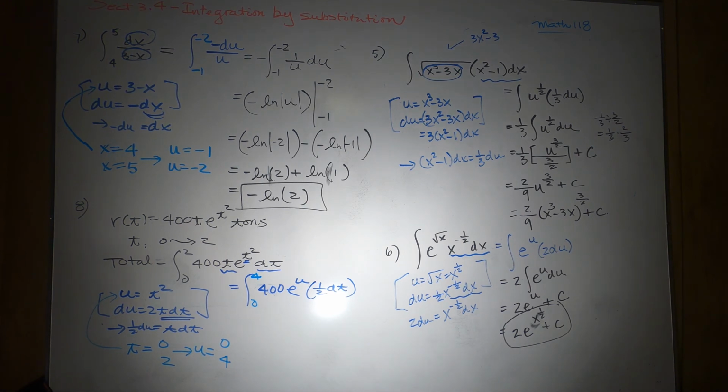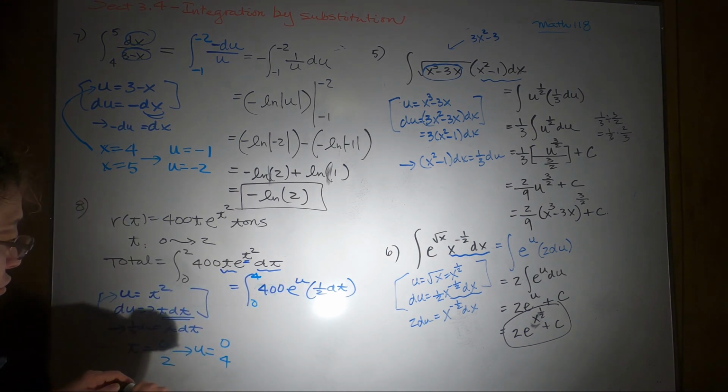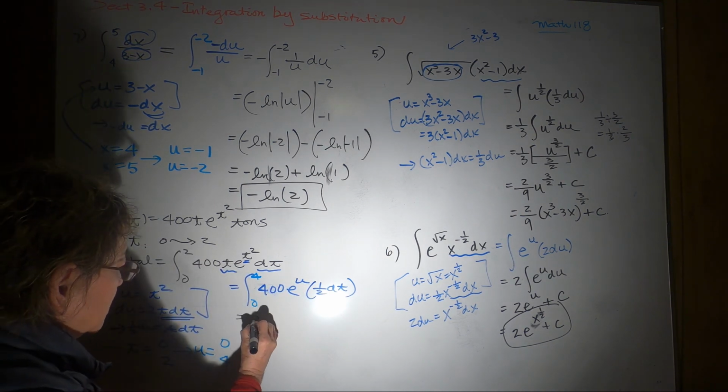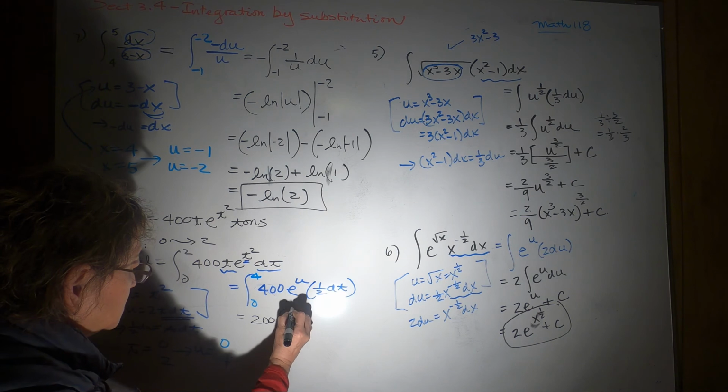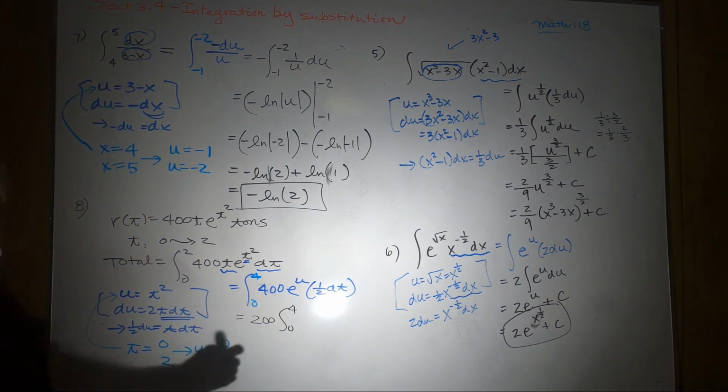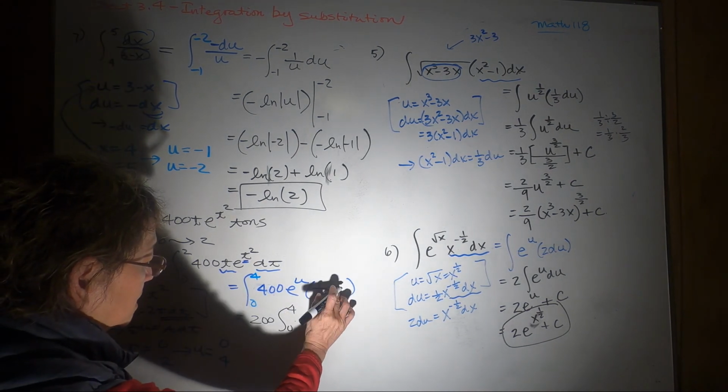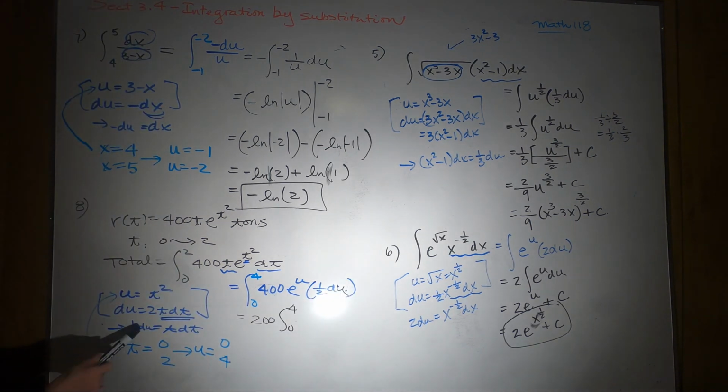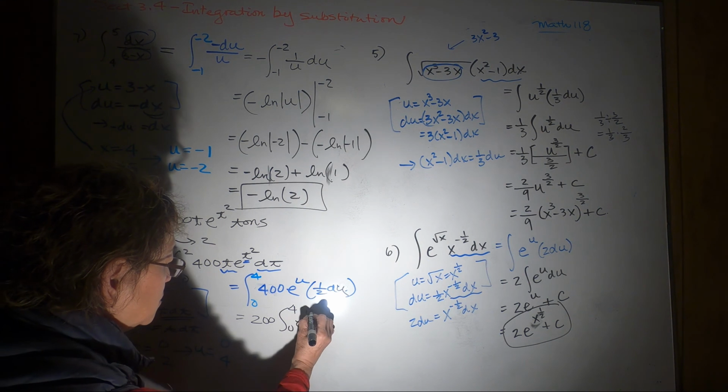Right after the substitution, then we cleaned up. That would be 200. So we will have 200, 0 to 4. Then e^u, oh, that would be what? du. Look at that, du. Right? So that would be e^u du.